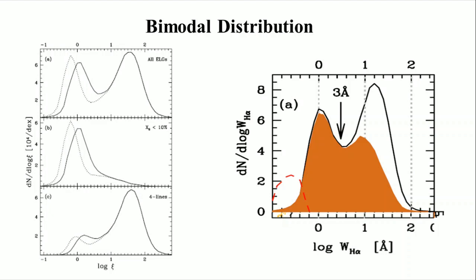So this is important to understand. I'll say that again. X8 less than 10% means that less than 10% of the source contributes to stellar population which is younger than 10 to the power 8 years.